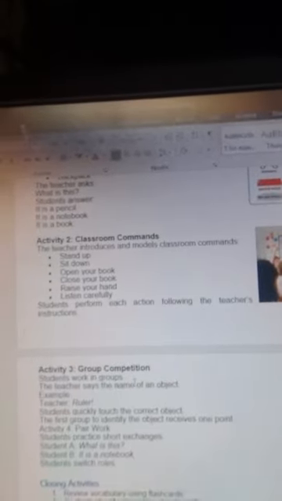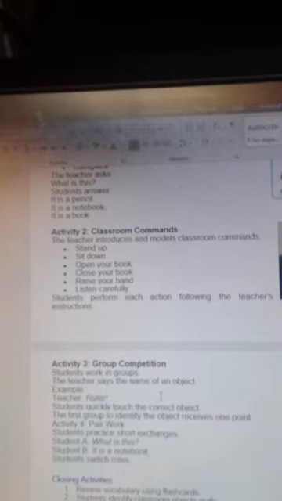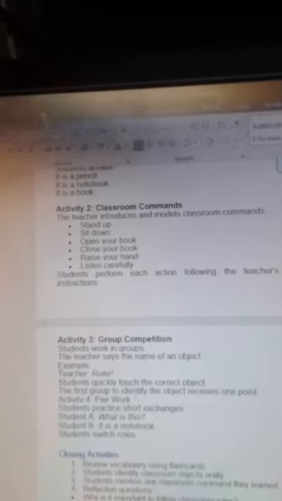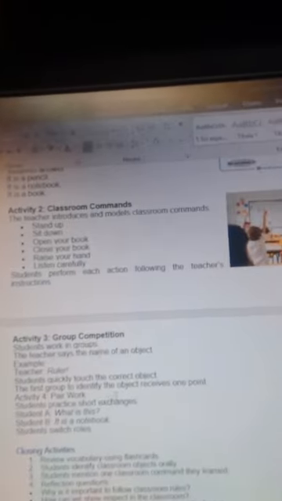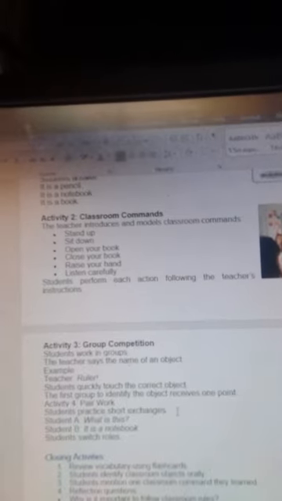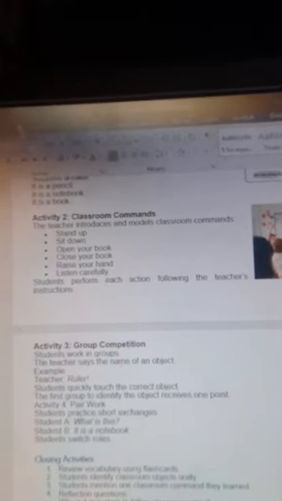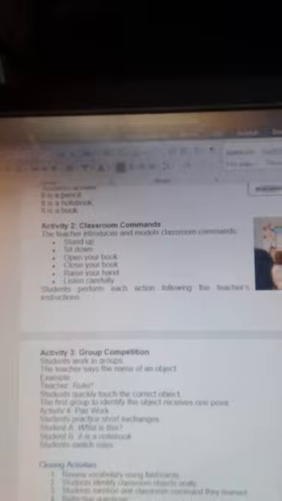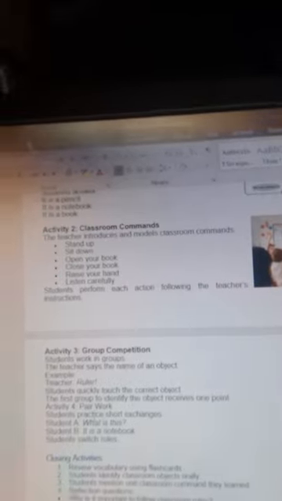Activity 3, group competition. Students work in groups. The teacher says the name of an object. Example, teacher says ruler. The students quickly touch the correct object. The first group to identify the object receives 1 point.